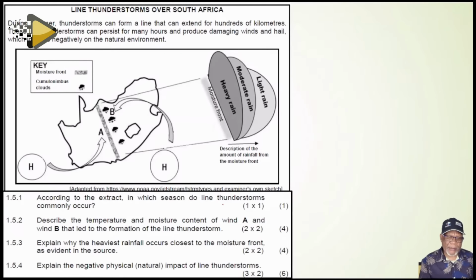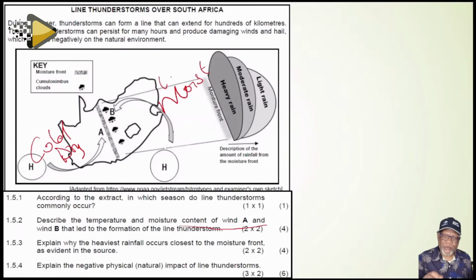Now, describe the temperature and moisture content. This one is cold and dry. This one is warm and moist. Because it's warm, there's going to be more evaporation. That's why it gets moist. This one is cold, so there's going to be less evaporation. That is why it is going to be dry. So those are the characteristics.